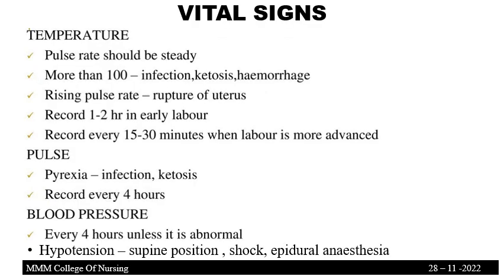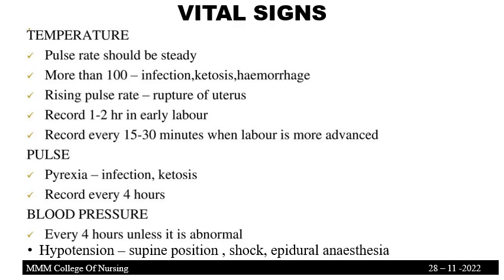And vital signs: the temperature should be monitored, and the pulse rate should be steady. More than 100 represents infection, ketosis and hemorrhage. A rising pulse represents rupture of the uterus, and record every 1 to 2 hours in early labor. Record every 15 to 30 minutes when the labor is more advanced. If the temperature is increased, it represents pyrexia, and the pyrexia may be due to infection or ketosis, and you should record the pulse every 4 hours or every half an hour as the labor progresses.